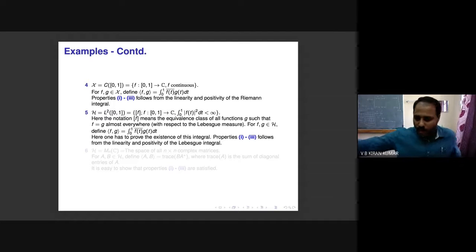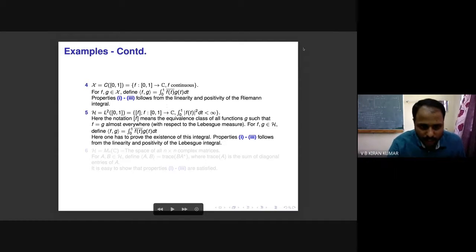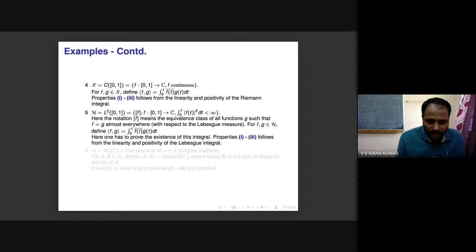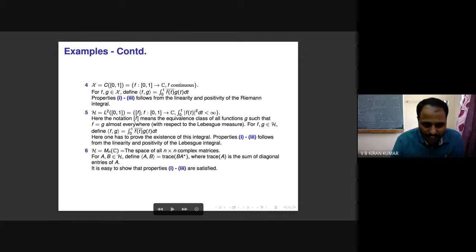Here also you can introduce the inner product like this: inner product of f and g equals the integral from 0 to 1 of f bar g. But remember, here we are using the Lebesgue integration. It is not the Riemann integration. Here also the checking of properties is easy because we already established the linearity property of the integral. Now another interesting example is M_n(C), the set of all n by n complex matrices. For two matrices A and B, we define the inner product of A and B to be the trace of B A star.